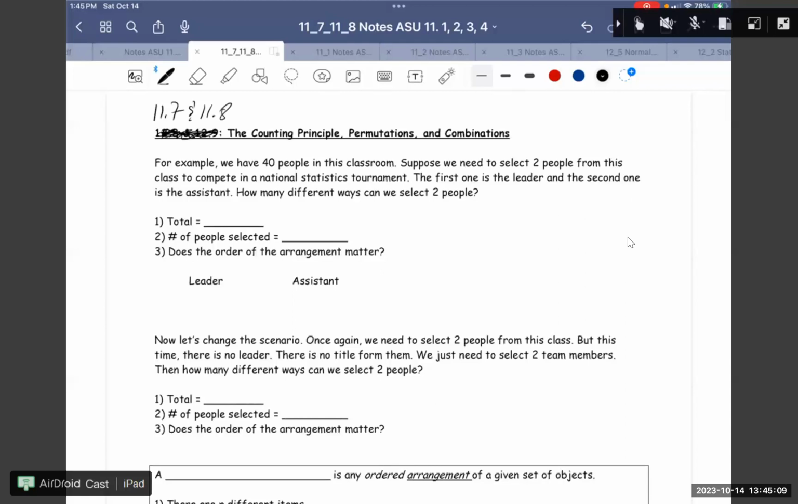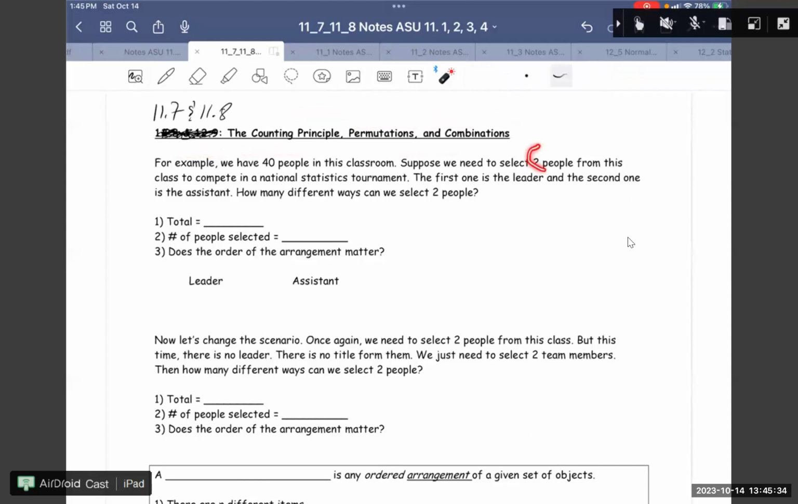So hi guys. Today we go on to sections 7.7, no, 11.7 and 11.8. So we have the counting principle, permutation and combination. So for example, we have 40 people in this classroom.